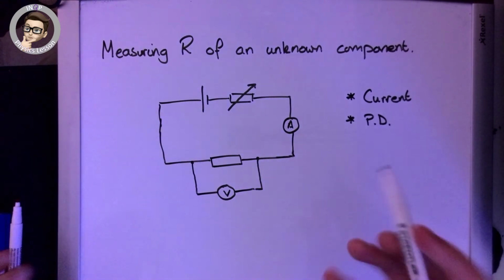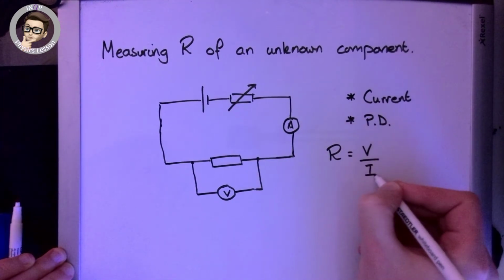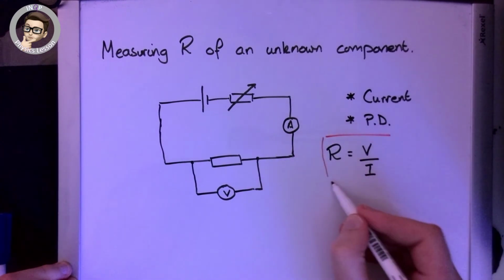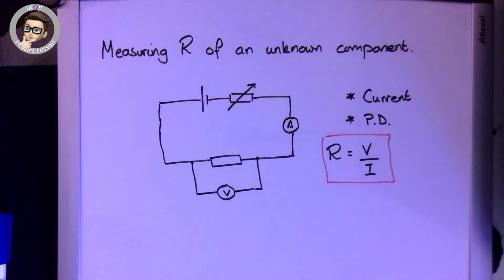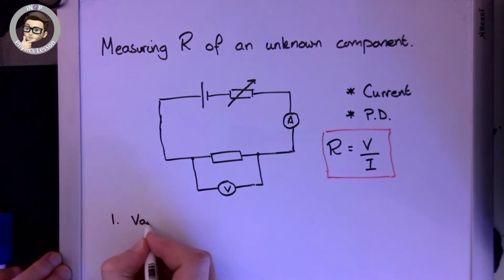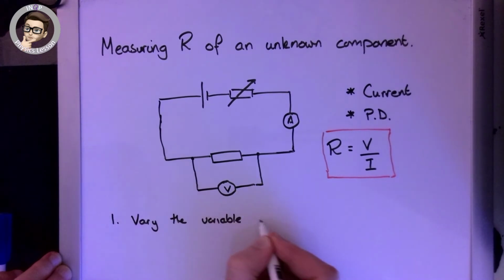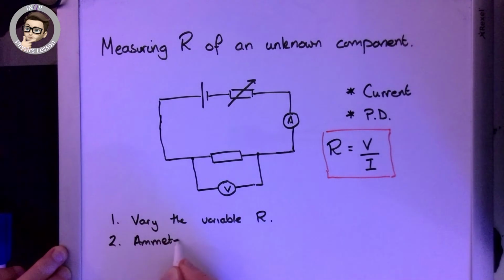And that's what we need in order to get back to R equals V over I, which is what we started today's lesson with. So that bit of information, R equals V over I, is actually really important because it tells us what we need to be able to measure that resistance. So what do we do? Well, first step is we vary the variable resistor. Okay, and once we've varied it, we're going to take our ammeter reading and voltmeter reading.